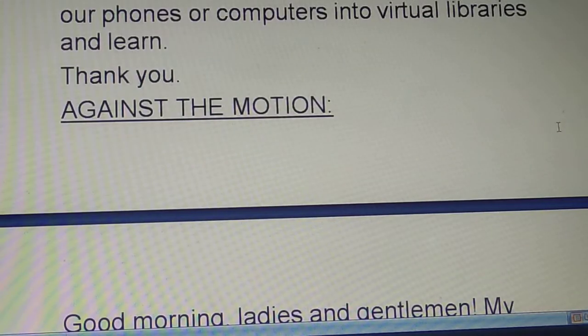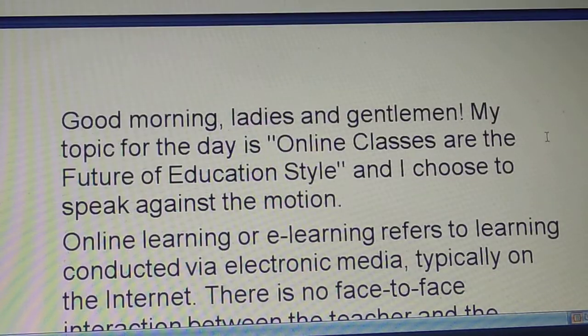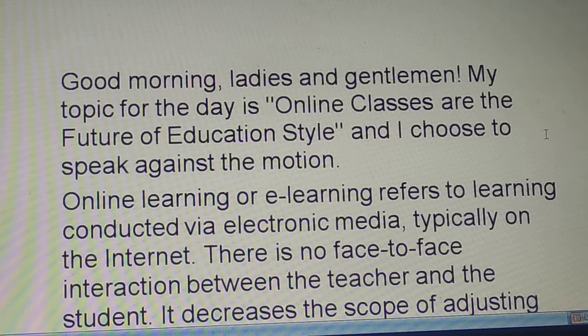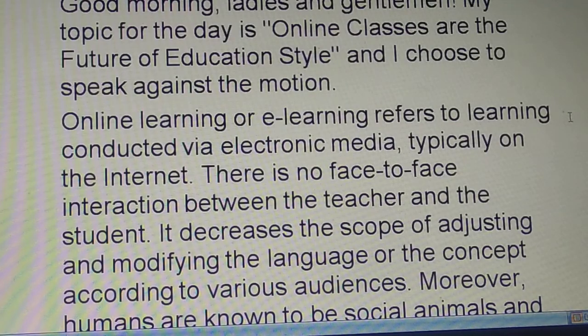You have to write that. You have to mention that and underline it. And you have to begin like this, children. See. Good morning, ladies and gentlemen. My topic for the day is online classes are the future of education style, and it is very true. And I choose to speak against the motion. Okay, here the person chooses to speak against the motion. No problem. So this is how you begin.